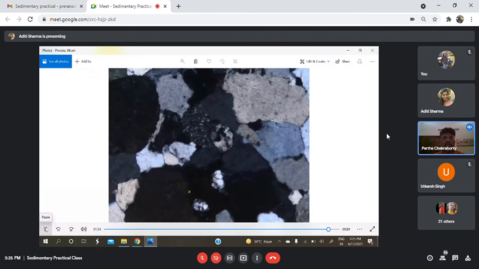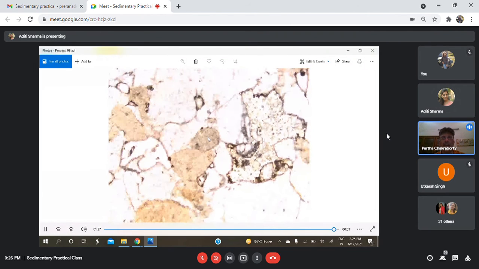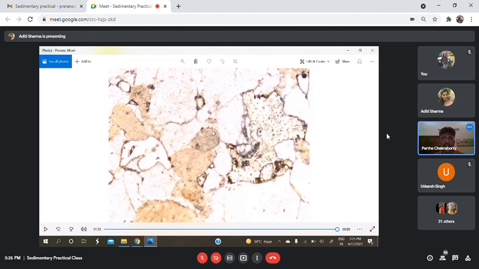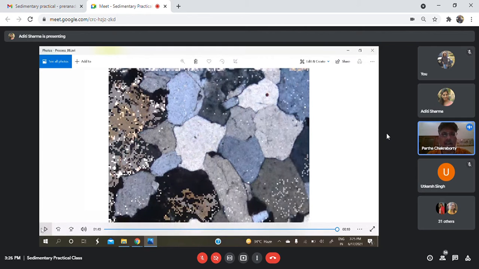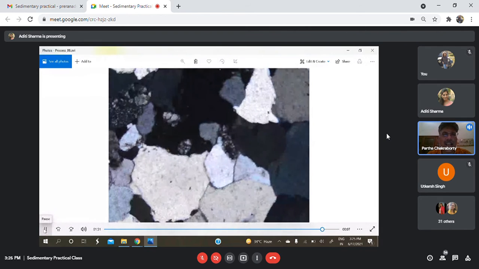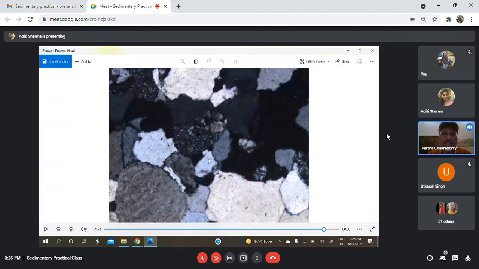So what Aditi is showing, you can see the large number of lithic fragments in it. This is the plane polarized light. If you have more than 8 to 10% lithic fragment, then we call it that. Here, what is the matrix percent? Matrix percent is not high, less than 5%, 6%. So it is an arenite, and because there are lithic fragments more than 8 to 10%, I call it a lithic arenite.